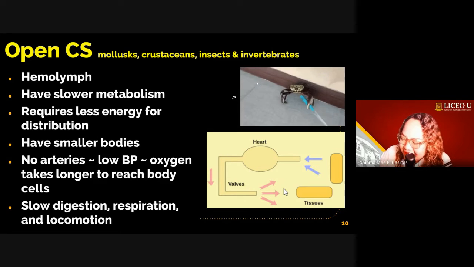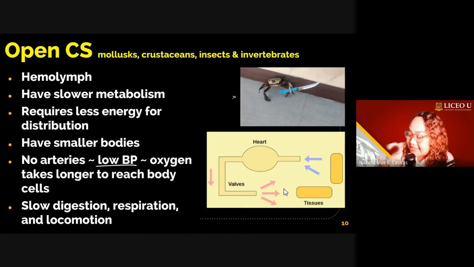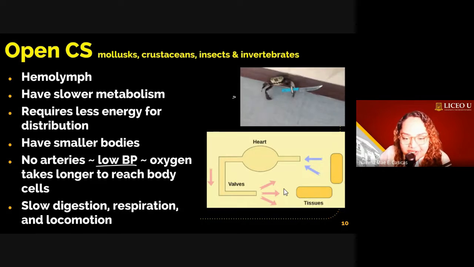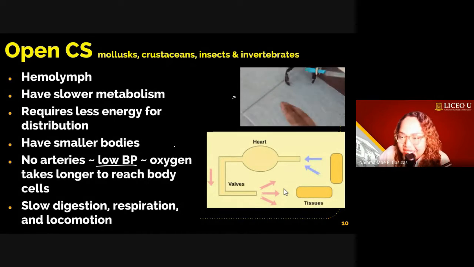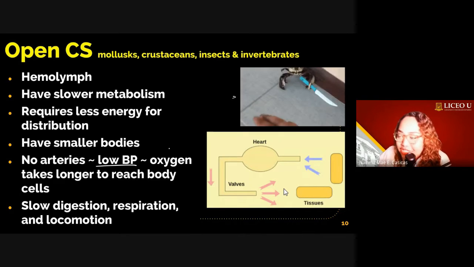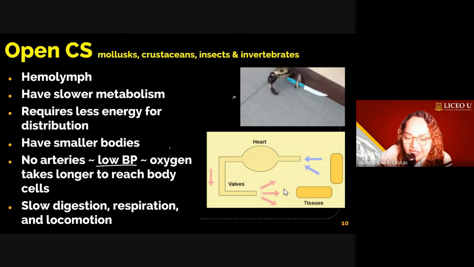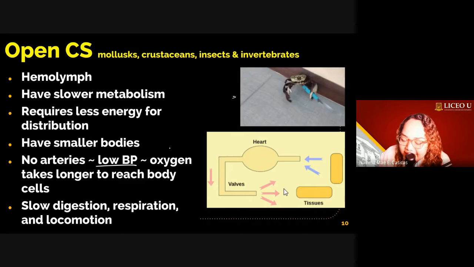They don't have high blood pressures. They have low blood pressures because they don't have arteries, unlike us, who have arteries. That is why we have a higher blood pressure. Since they don't have arteries at all, they would have a low blood pressure, and because of that, oxygen would take longer to reach body cells, and that is why their metabolism is low. So the rest are slow too: slow digestion, slow respiration, and slow locomotion. Their vessels are just one, with no distinguishing properties.